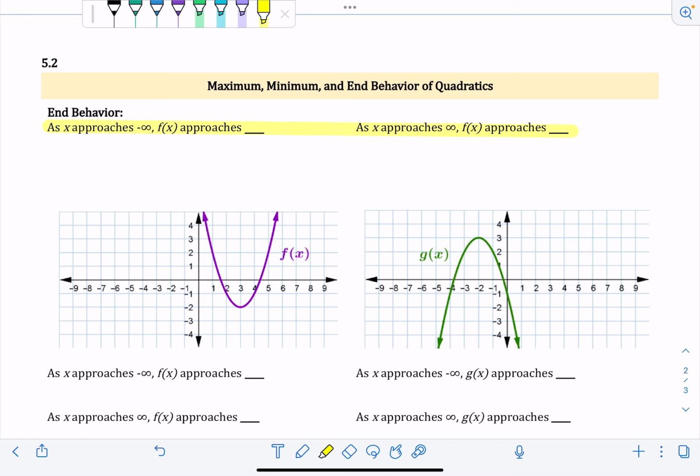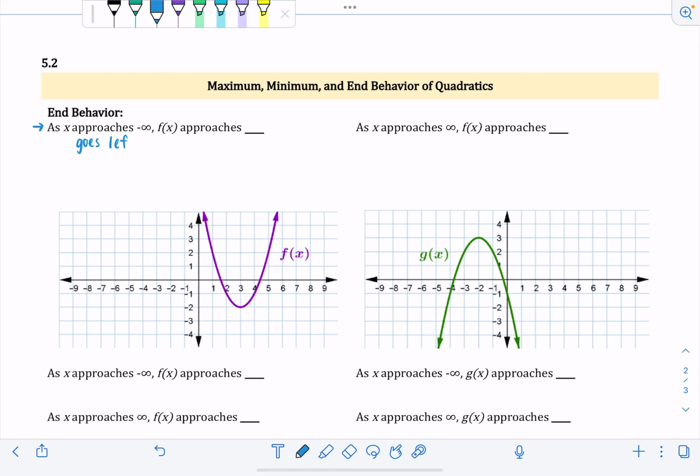End behavior is just asking, what does the graph do on its left side? Does it go up or down? And then what does the graph do on its right side? Does it go up or down? I'm going to translate each of these because they're a little bit funky the first time you see it. Starting on the left, as x approaches negative infinity, that just means as the x values are getting smaller. What that means is basically as the graph goes left.